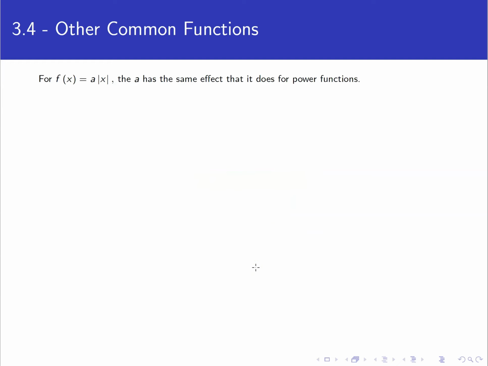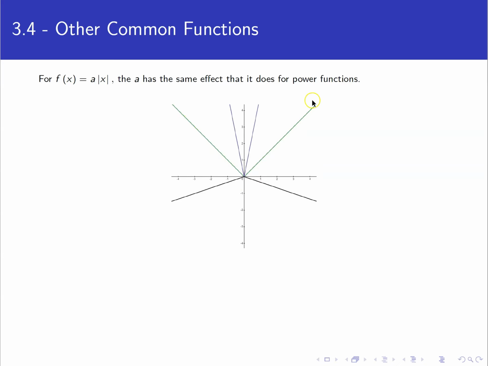If we figure out what the A is doing on the outside, it has the same effect that it did for power functions. So here's your original green one. This would have been multiplying it by 4, maybe 5. I can't remember what I multiplied it by to create it. Doesn't matter. Here's multiplying it by a positive number that's bigger than 1.